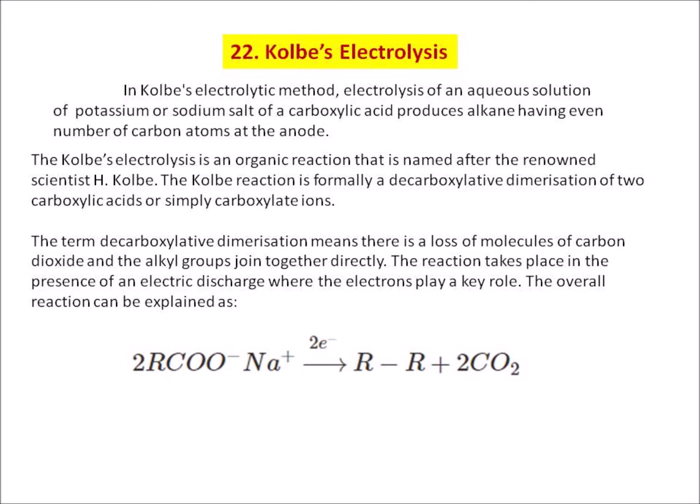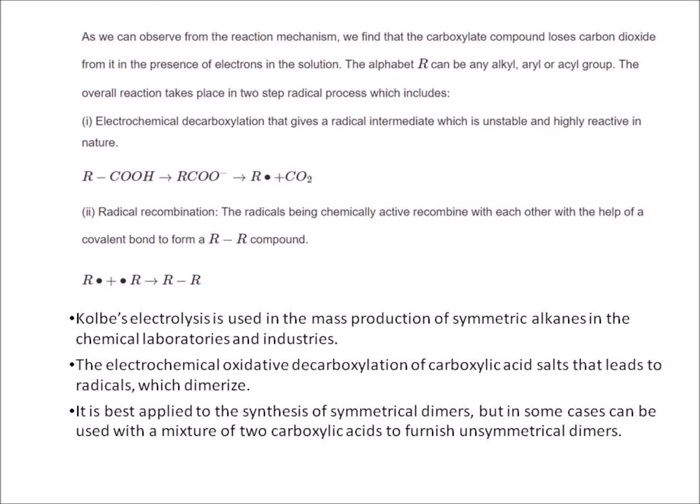The term decarboxylative dimerization means there is a loss of molecules of carbon dioxide and the alkyl groups join together directly. The reaction takes place in the presence of an electric discharge where the electrons play a key role. See, the reaction is given as follows. When we examine the reaction mechanism of Kolbe's electrolysis, there is a 2-step radical process.